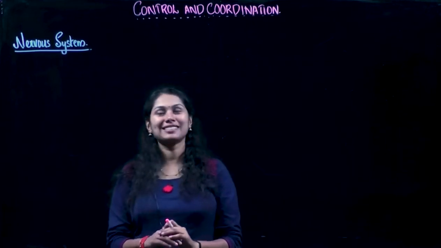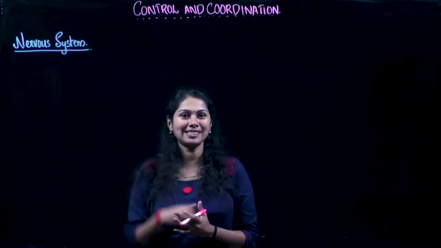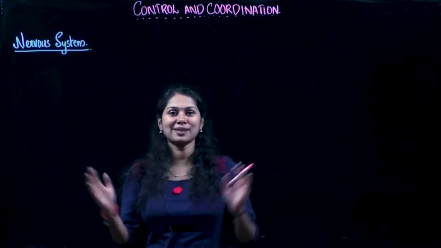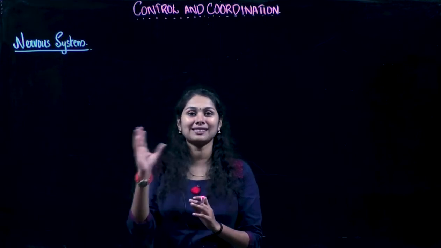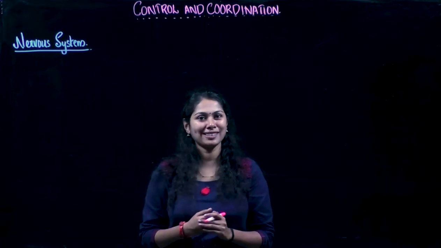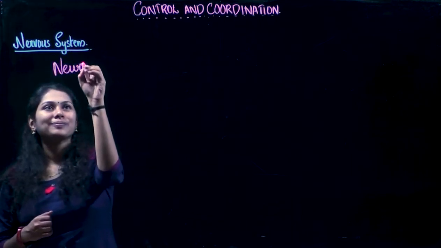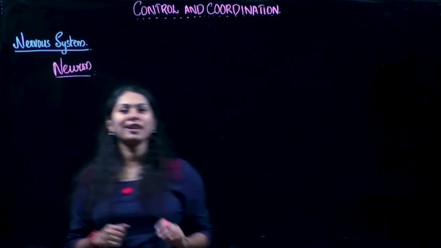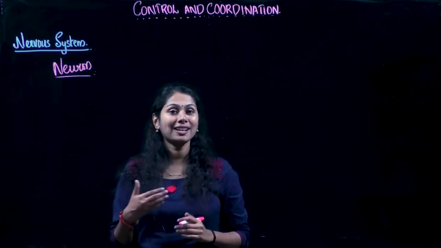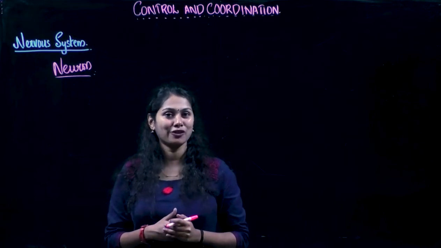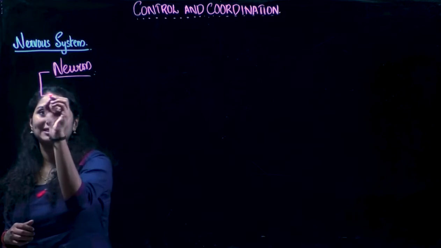In this video, let's discuss the first system present in animals, that is our nervous system. Every system in a living body consists of cells. Which is the basic cell of a nervous system? It is the neuron. So the neuron is the basic cell of a nervous system. Apart from neurons, are there any other cells present in a nervous system? Yes, there are. They are called glial cells.